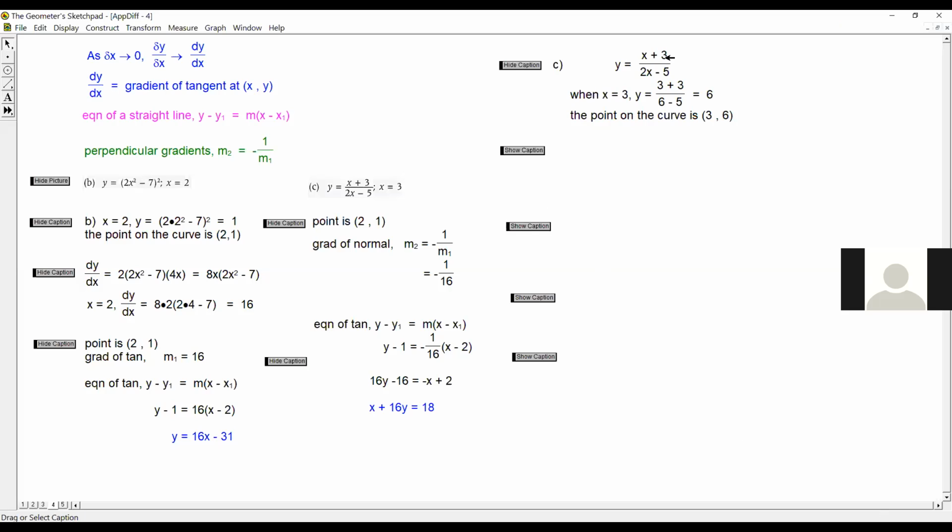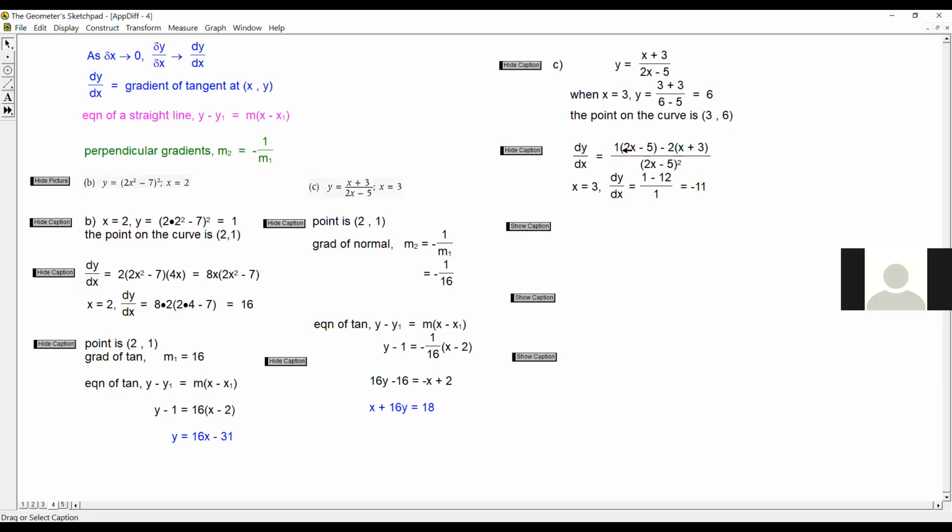Because you are only given the x coordinate, you have to find the y coordinate by substituting x into the function y. When you substitute x into y, you find the y coordinate. The y coordinate is 6. So the point is (3, 6). After you have found the point, you have to find the gradient. How to find the gradient? Find dy/dx. This is the quotient rule.